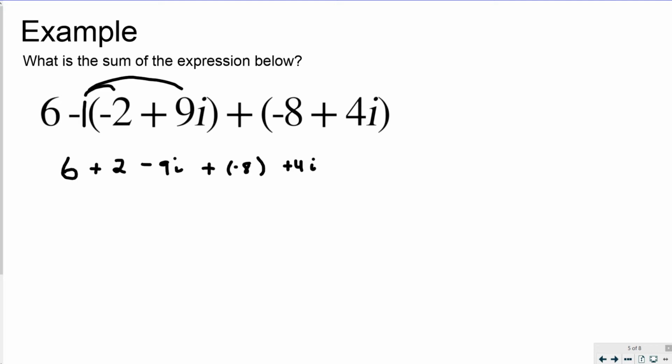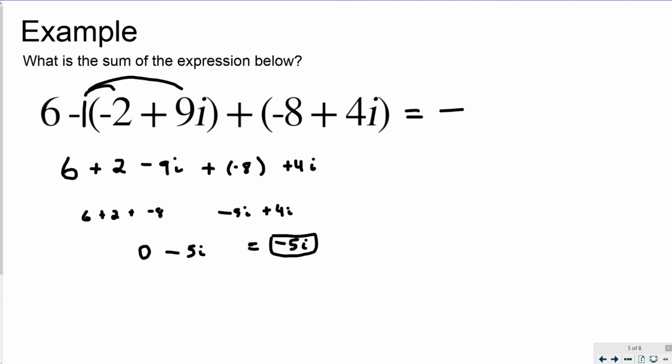So if I start adding all the real numbers together, 6 plus 2 plus negative 8, and then I have negative 9i plus 4i. So 6 plus 2 plus negative 8 is, 8 plus negative 8 is 0. And then negative 9i plus 4i is negative 5i. So my final reduced answer would be negative 5i. And that's it. Only negative 5i. So this whole expression up here is equal to negative 5i.